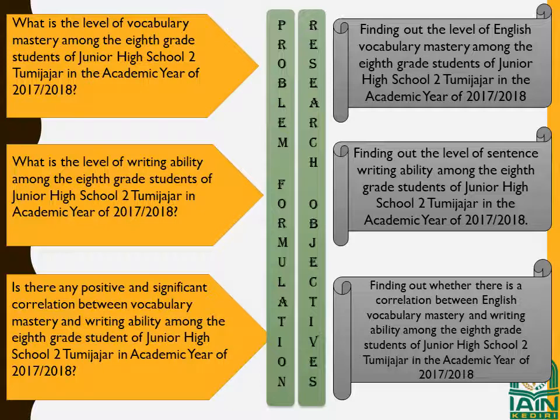Number 2, what is the level of writing ability among the 8th grade students of junior high school to intermediate in academic year of 2017 and 2018? Number 3, is there any positive and significant correlation between vocabulary mastery and writing ability among the 8th grade students of junior high school to intermediate in academic year of 2017 and 2018? And of course, there is an objective to answer each problem formulation.